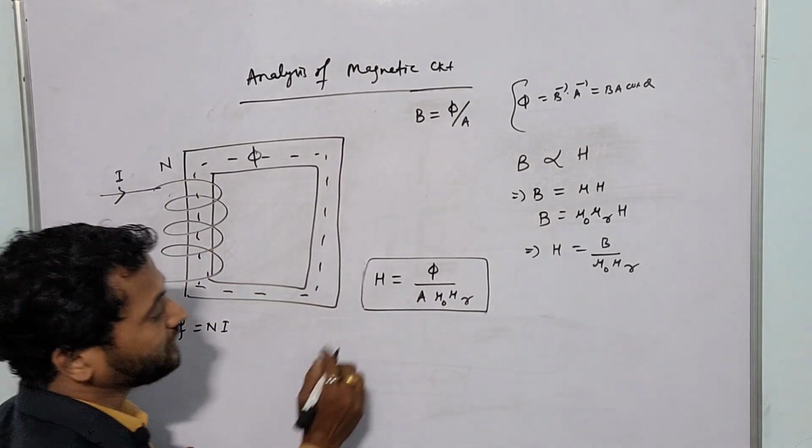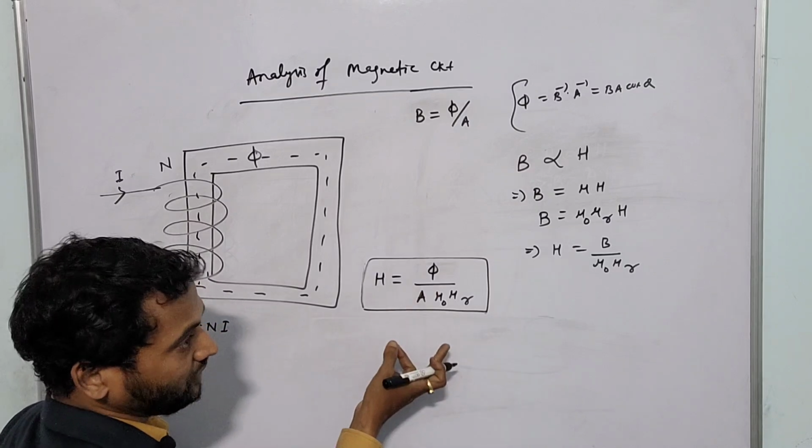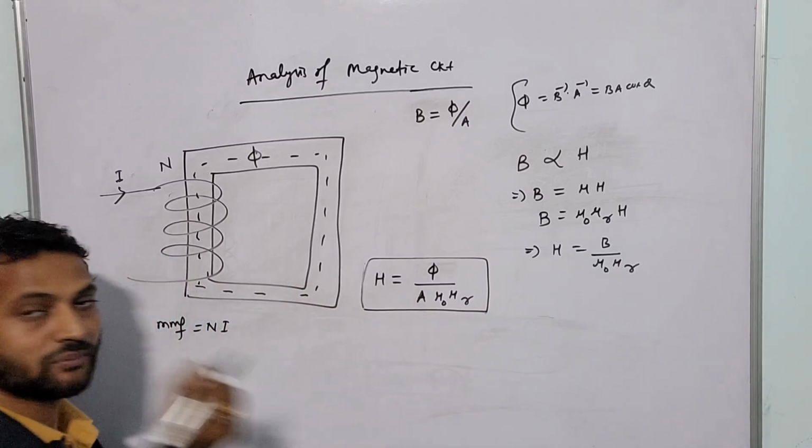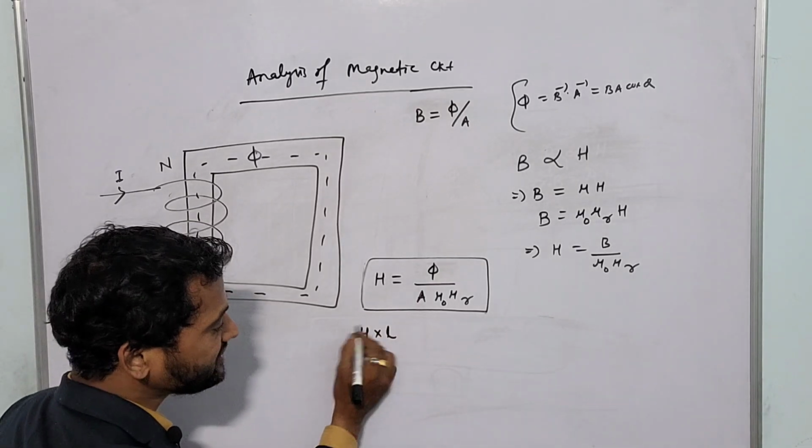Okay? Now as per the work energy theorem, the amount of work done by bringing a unit north pole from one point to another point is nothing but H into L. Arey, what is H? Force.